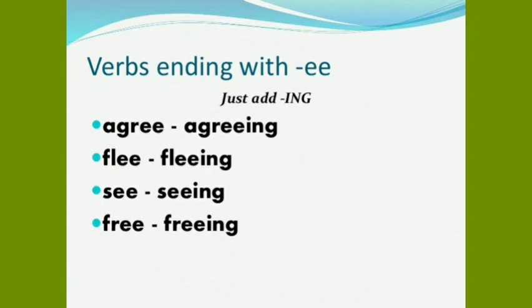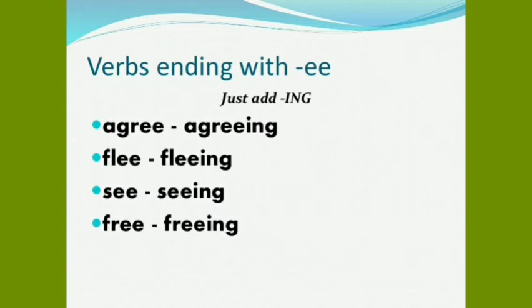Now we need to learn verbs ending with double E. In that case, what you have to do? Verbs ending with double E, you need to simply add ING. Previously you have learned that for verbs ending with single E, you need to omit the E, but in this case, verbs ending with double E, you need not omit any E. You have to simply add ING. So agree, this verb ends with double E, you need to simply add ING.